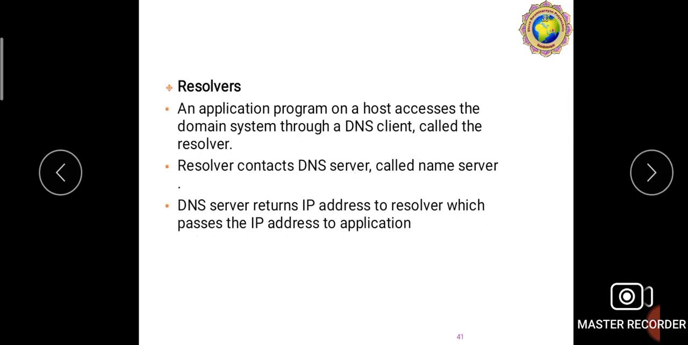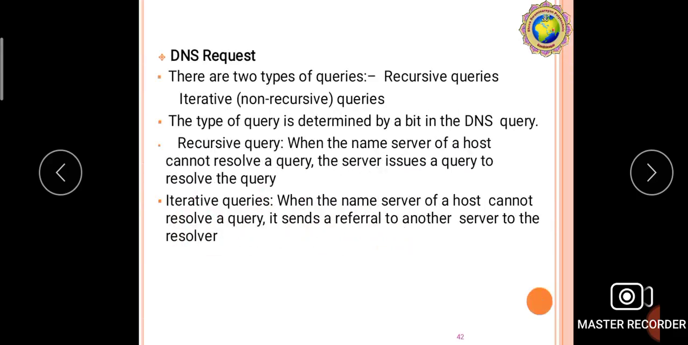So how does the resolver work? An application program on a host accesses the domain name system through a DNS client called the resolver, and the resolver contacts the DNS server called the name server, and the DNS server returns the IP address to the resolver, which passes the IP address to the application. DNS requests: there are two types of queries, recursive queries and iterative, which means non-recursive queries. The type of query is determined by a bit in the DNS query.